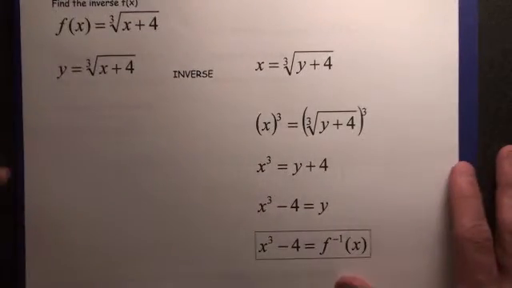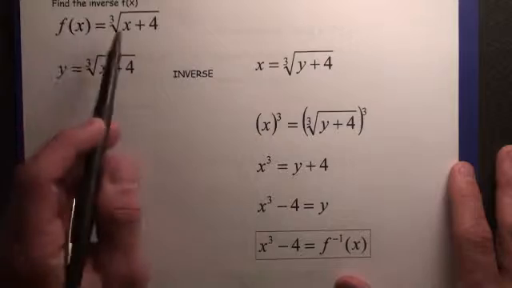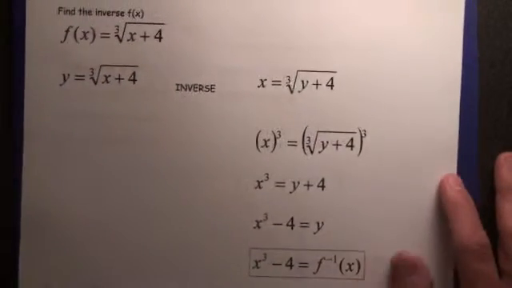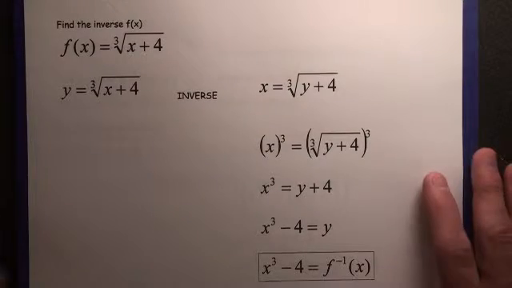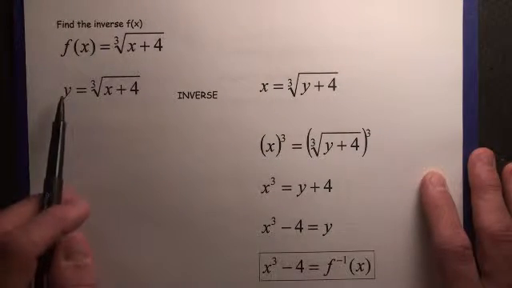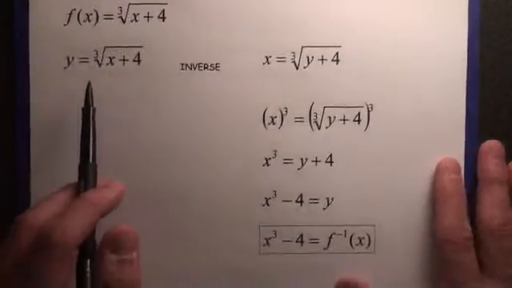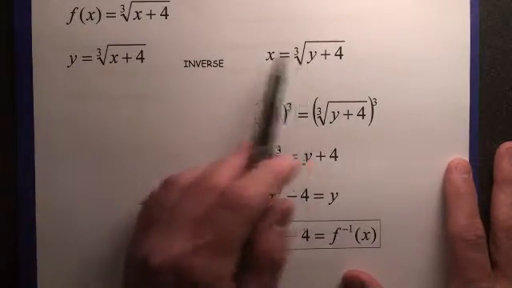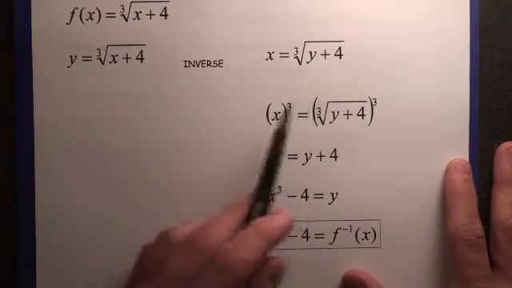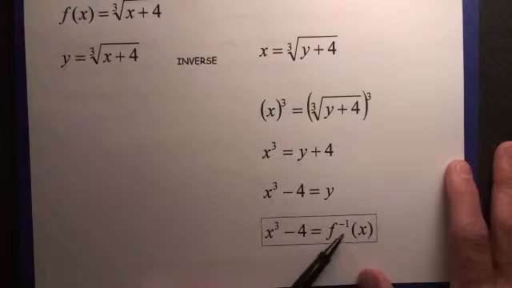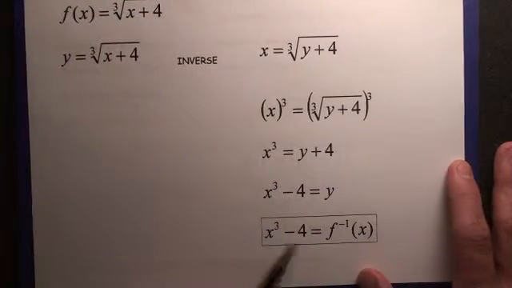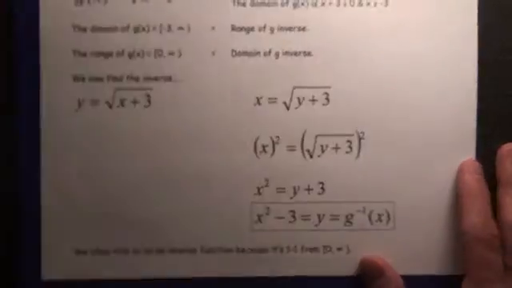Find the inverse of f of x. Is f of x 1 to 1? Yes, cubics. Odd-numbered degrees are typically 1 to 1. So we change the f of x to y, and we just go from there. Reverse x and y around, raise to the 3rd power on both sides, bam, subtract 4, so therefore f inverse of x equals x cubed minus 4.